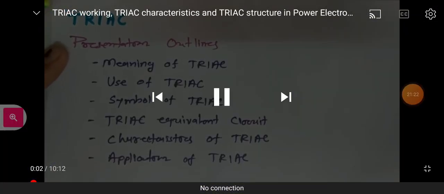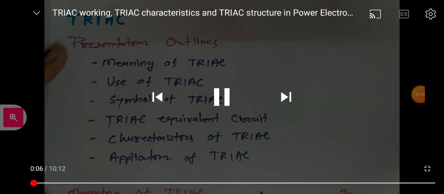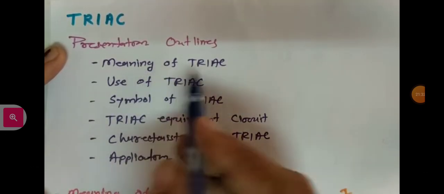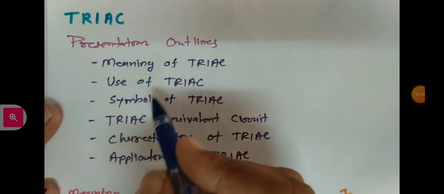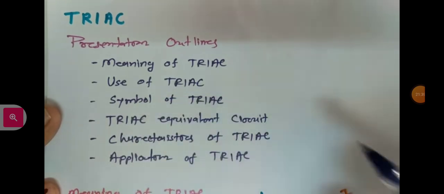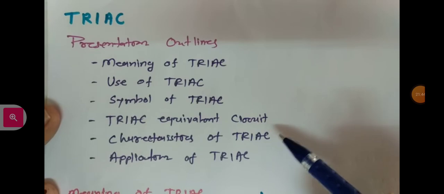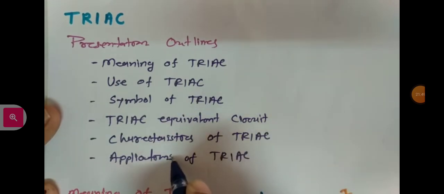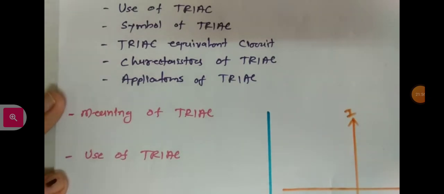Electronics lecture series. In this session I'll discuss the triac, and these are my session outlines. First I'll explain the meaning of triac, then we'll see some uses of triac, then observe the symbol of triac, then I'll explain the triac equivalent circuit, then we'll see the characteristic of triac, and at the end we'll conclude this session with applications of triac. So let us begin with the first point, the meaning of triac.